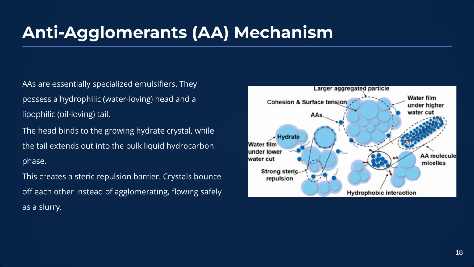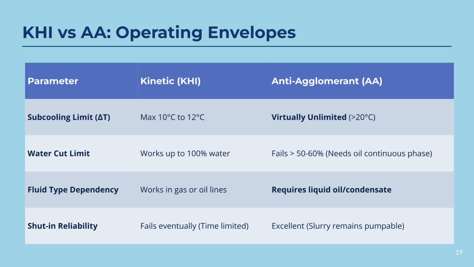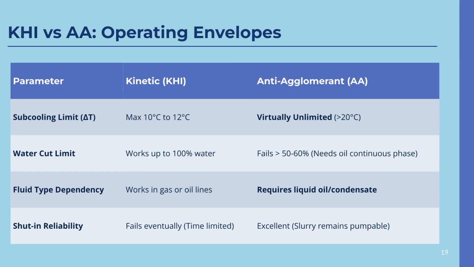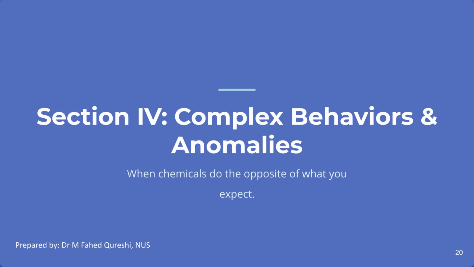Anti-agglomerants, or AAs, act as specialized emulsifiers. Their hydrophilic heads bind to the hydrate crystal, while their lipophilic tails extend into the oil phase, creating a barrier that keeps crystals from clumping together. This table compares the operating envelopes of KHIs and AAs. While KHIs are limited by subcooling, AAs provide virtually unlimited subcooling protection, though they require a continuous oil phase to function correctly. Now we move to Section IV, complex behaviors and anomalies.